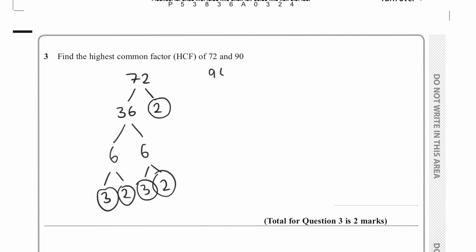Then we're going to work out the prime factors of 90. So one way you can do it is 10 times 9. In the foundation paper, I actually did it another way, but it's good to see different ways. So 10 can be split up as 5 and 2, and 9 can be split up as 3 and 3.